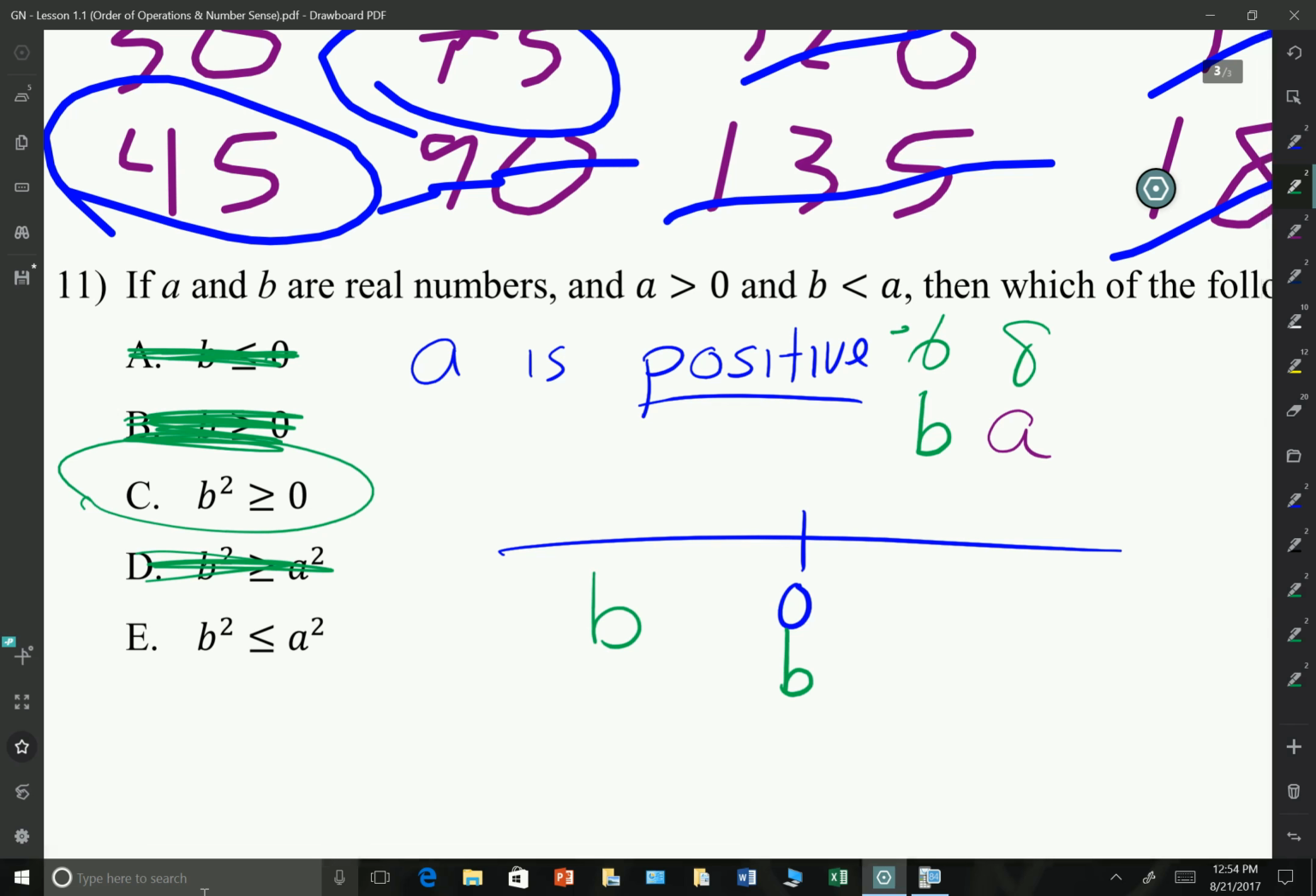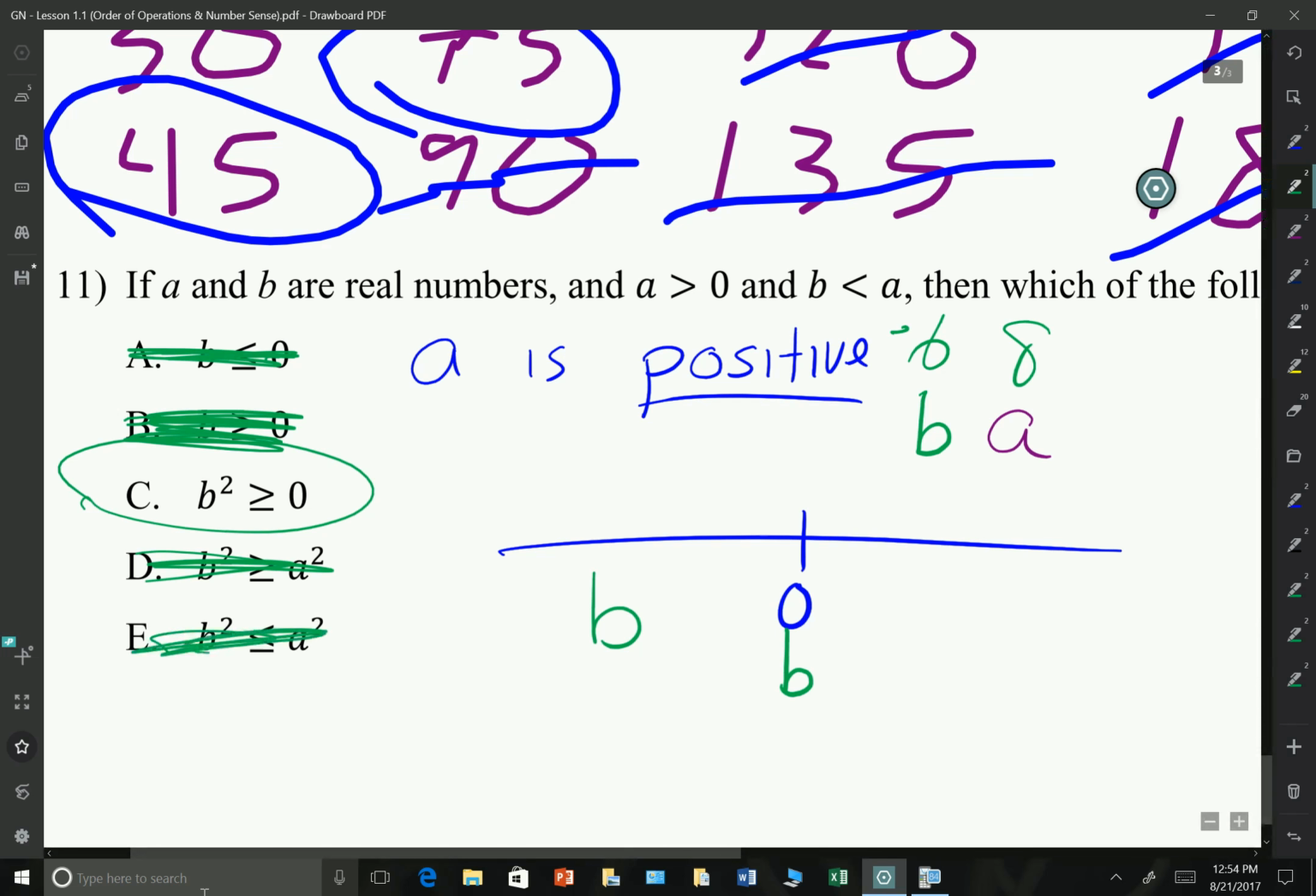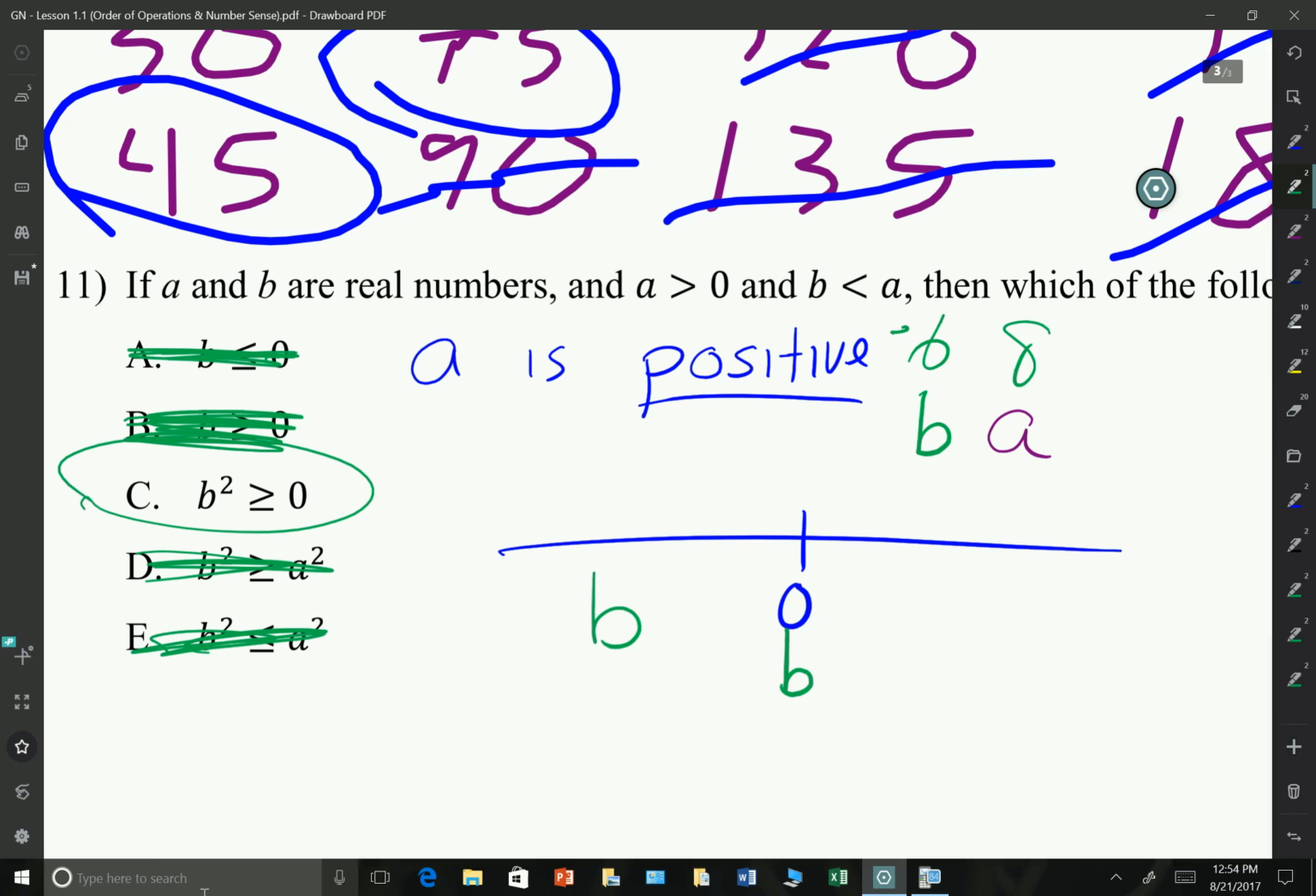I could also choose 8 for A. I can choose negative 750 for B, where therefore B is bigger. The answer is C. It's a hard way to think. But it all stems down to this. And I'll put it on the board.